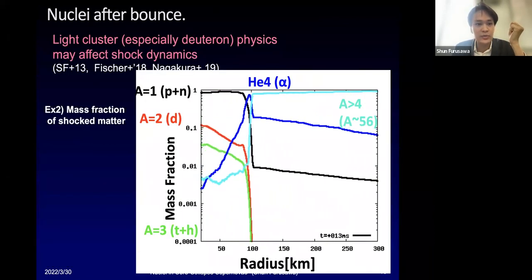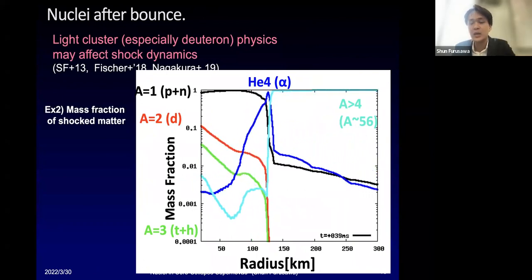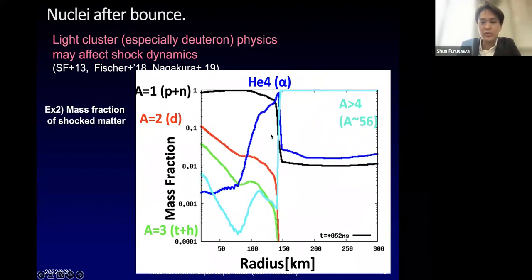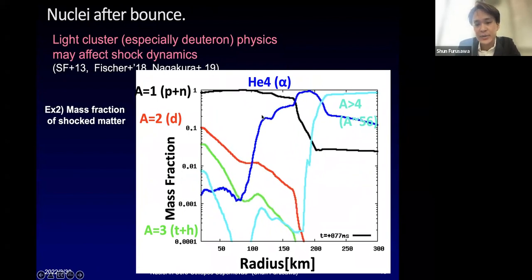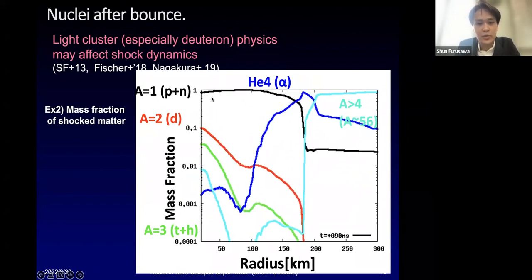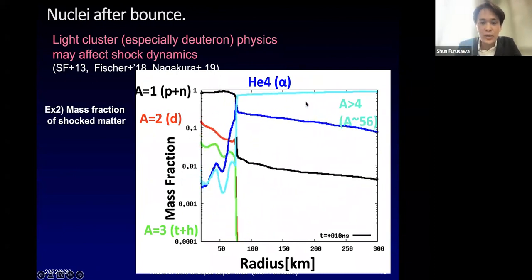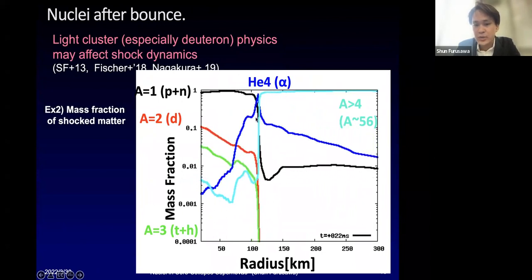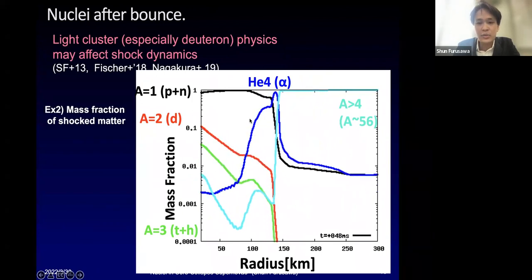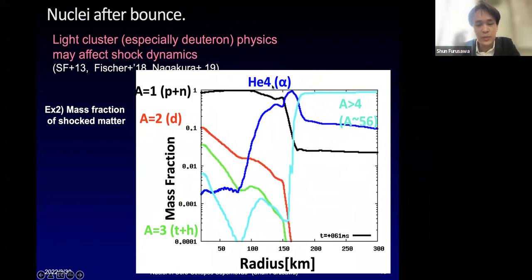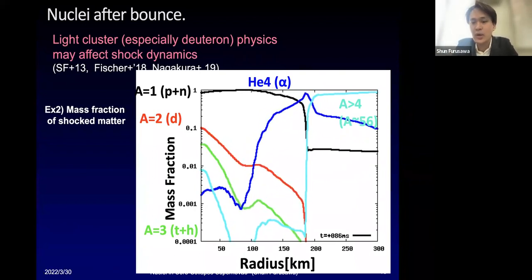So finally, I will introduce the nuclei in the shock revival phase. After shockwave formation and shock heating, the temperature of the shocked matter increases, and the shocked matter is made of protons, neutrons and some light clusters. And around the shockwave, alpha particles are dominant. But the weak interaction of alpha particles is not so important because alpha particles are very stable and their weak interaction rate is not so high.